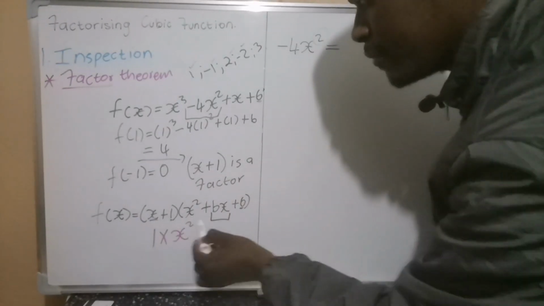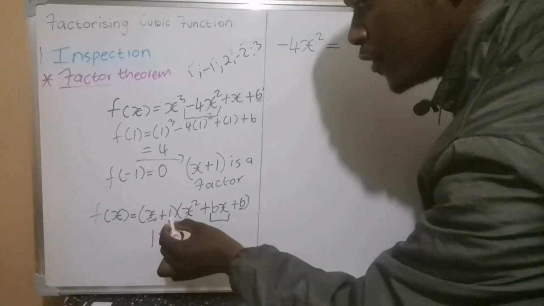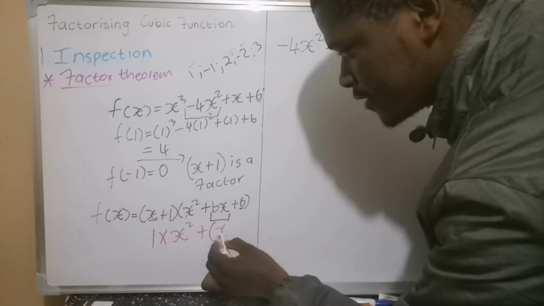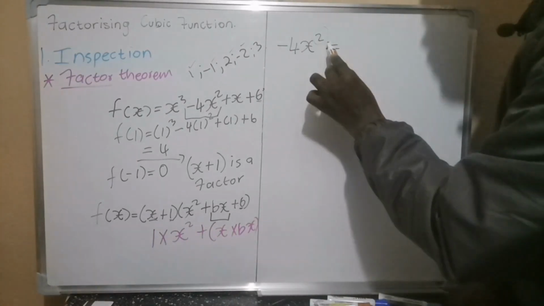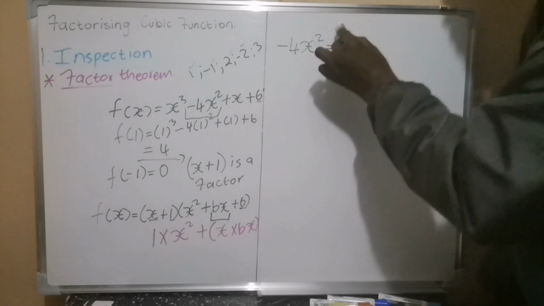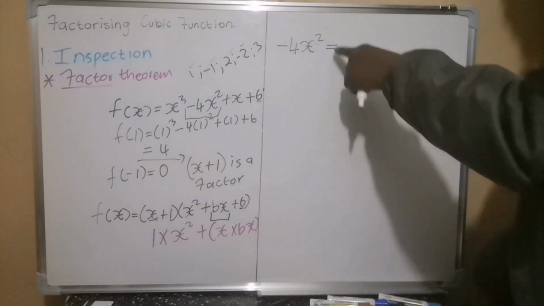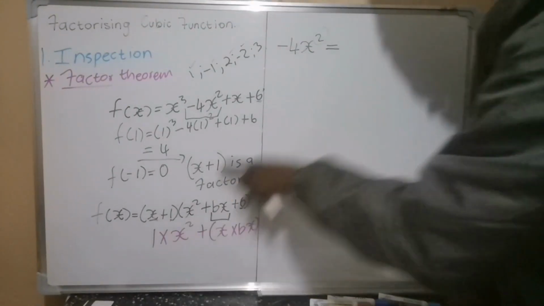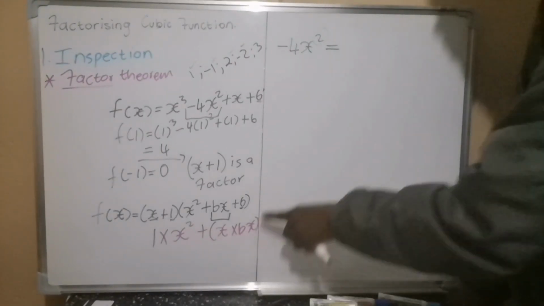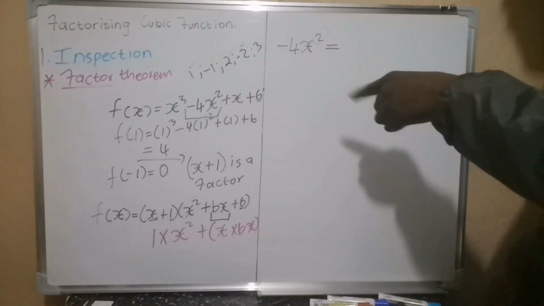We know x times bx. You're going to add them, so you're going to have plus in the middle. x times bx, because x times x is x squared, and 1 times x squared is x squared. You look for two terms that you can multiply to have x squared as the ultimate answer. We have 1 times x squared, giving x squared, and x times bx, giving bx squared. That's how you do it.